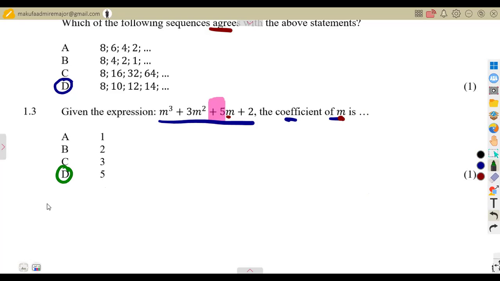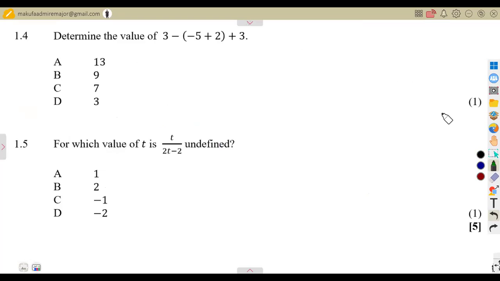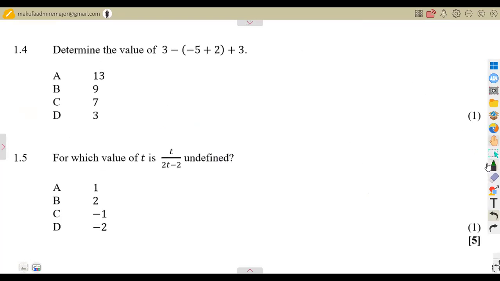So guys, you need to revise as much questions as you can before your exams.